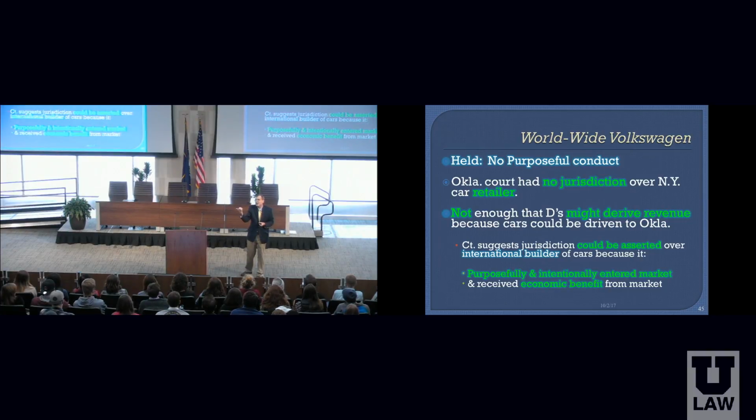So they sued the New York car dealer saying, wait a second, the car you sold in New York made it to Oklahoma. That's enough to create jurisdiction, right? And what did the court hold? That's not enough, right? It's not enough that there's a chance that you would derive revenue because there's a chance your car might end up in Oklahoma, but you as the retailer didn't intend your car to go to Oklahoma. You were just selling it to people in New York. So again, not purposeful enough.